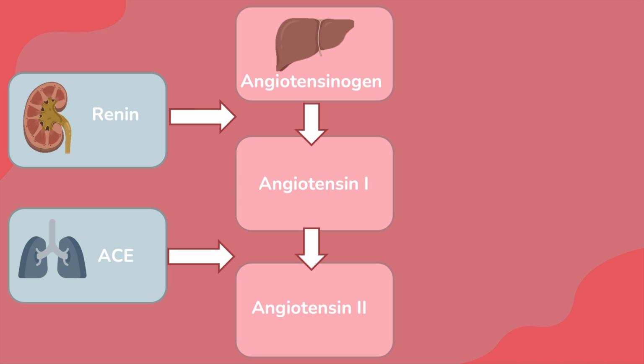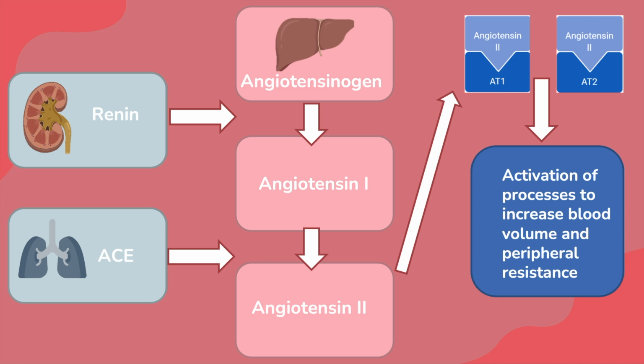ACE binds to angiotensin-1 and catalyzes its conversion into angiotensin-2, which now has specific surface proteins, allowing it to activate one of two G protein-coupled receptors, the AT1 and AT2. This initiates bodily processes that increase blood volume and peripheral resistance in order to increase blood pressure. In patients with hypertension, this process must be inhibited in order to lower blood pressure. As the name suggests, ACE inhibitors work by preventing the function of the angiotensin-converting enzyme.